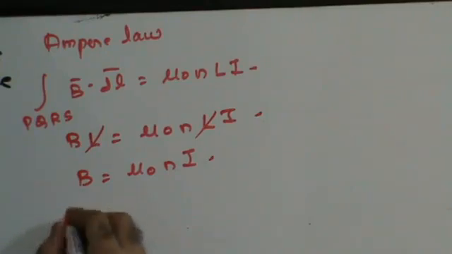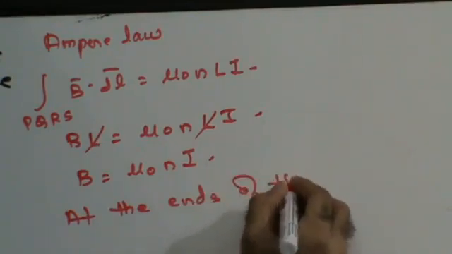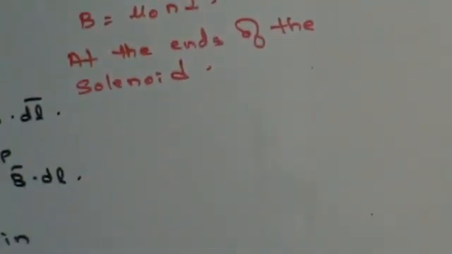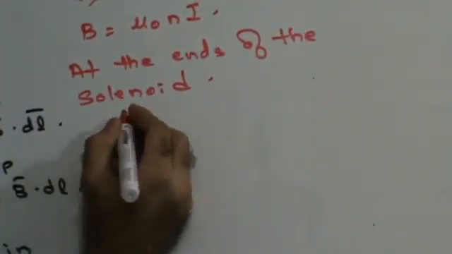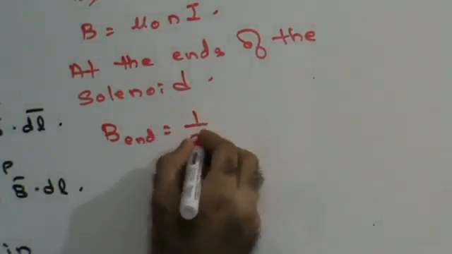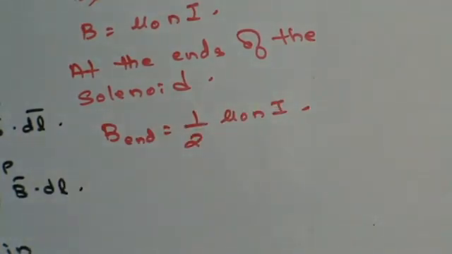Now at the ends of the solenoid, the magnetic field will be given by, magnetic field at the end of the solenoid is half mu 0 nI, right? That will be the magnetic field at the ends of the solenoid. Fine. So do you understand the solenoid and the working of the solenoid?